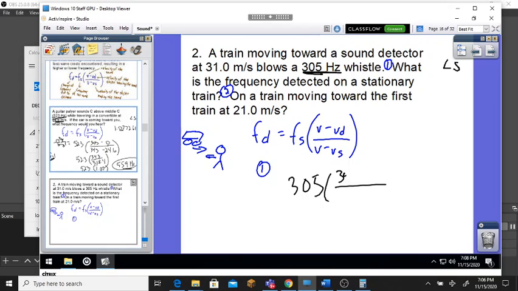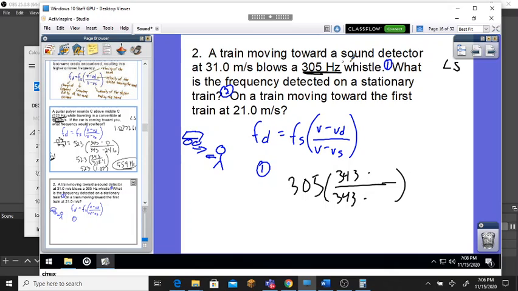V is the speed of sound. This is the velocity of whatever's making the sound. This is the velocity of what's listening to the sound. So one of these might be a 0 or they might not. Okay, so let's just read the problem again.